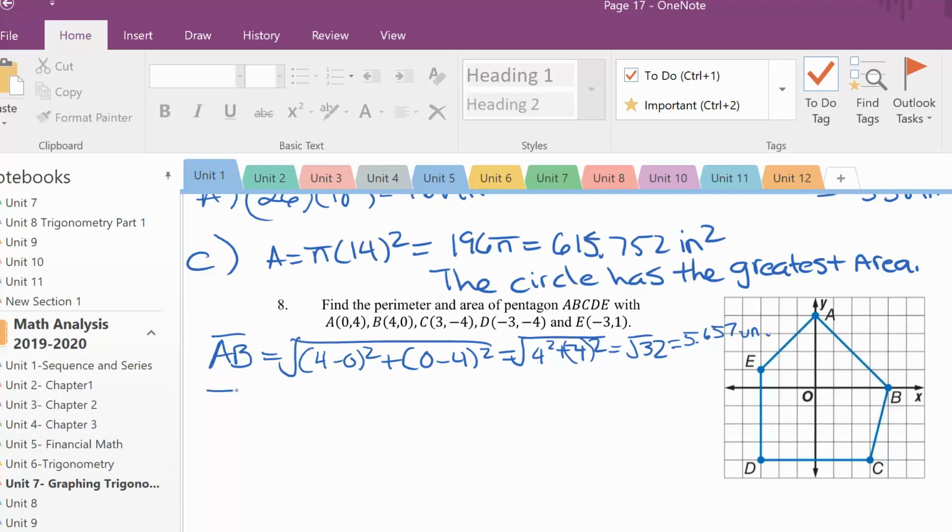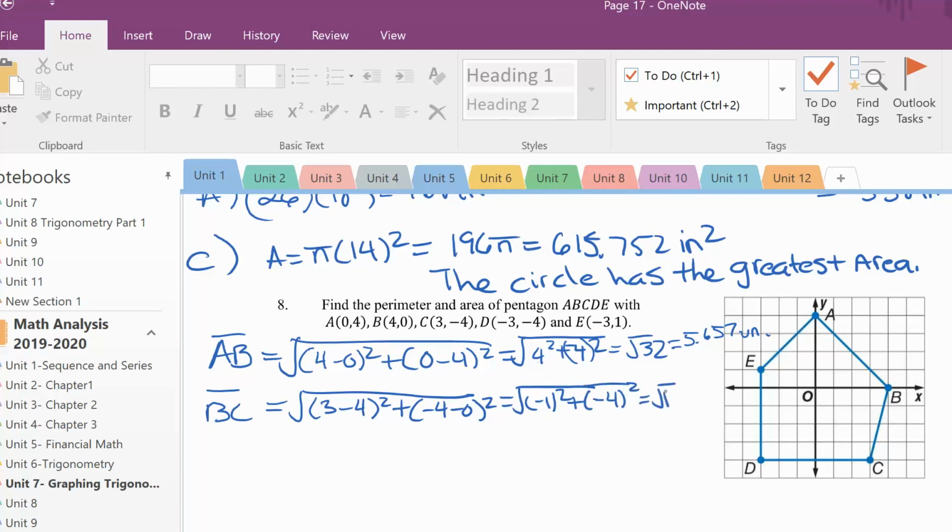BC, so we'd have to do the same thing. So we go 3 minus 4 squared plus negative 4 minus 0 squared. So it's equal to negative 1 squared plus negative 4 squared. So it's equal to the square root of 17. And the square root of 17 is equal to 4.123.